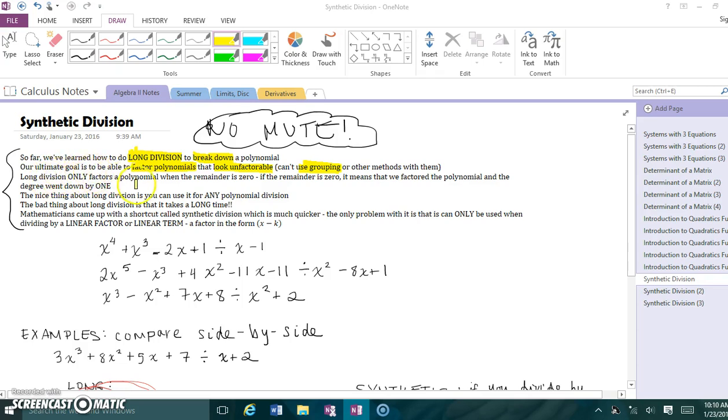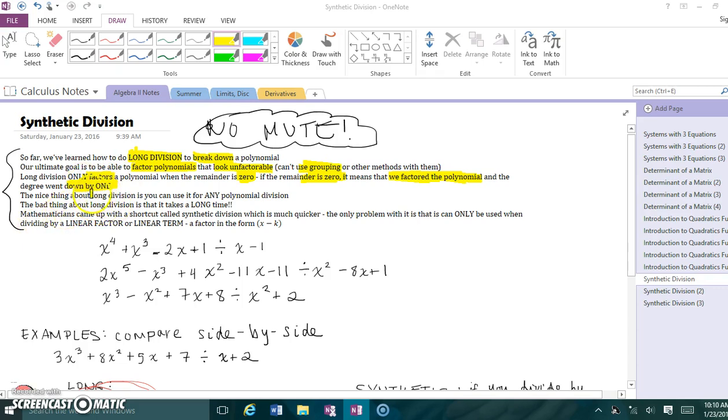Now, long division only factors a polynomial when the remainder is 0. You can do long division with any 2 polynomials that you want. It's just you'll end up with a remainder a lot of the times. Sometimes you'll get 0. And that means that you actually did factor the polynomial. So from now on, we're really going to want remainders of 0 because our goal is to factor it, not just to do long division for nothing or synthetic division for no reason. And whenever we factor the polynomial, the degree goes down by 1. We'll talk about that more next week as well.